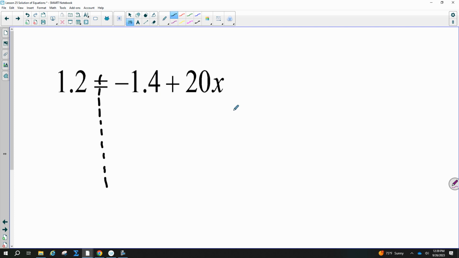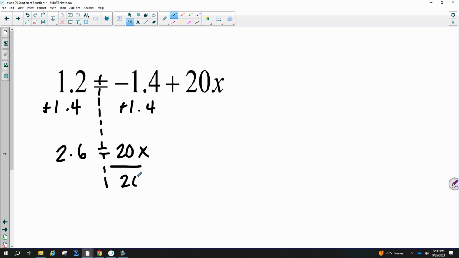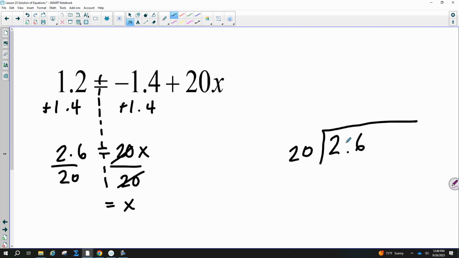Yeah, so we're going to add 1.4, and we're going to add 1.4. That gives me 2.6. And over here, I have 20x. Then I have to divide both sides by 20. And I'm like, that looks super not fun. 2.6 divided by 20. All right, so we'll just move this decimal up. Remember, that's what we do. Okay, a little division because we got to get a decimal.